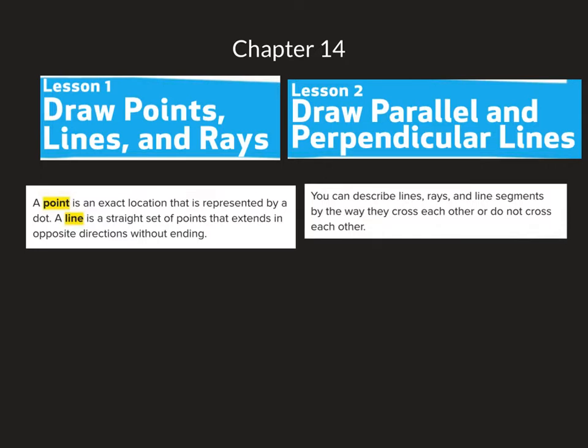A point is an exact location that is represented by a dot. Okay, so that's kind of information you need to know. A line is a straight set of points that extends in the opposite direction without ending. Okay, so a line never ends. We've kind of talked about this too with lines, line segments. We're going to get into that more, but here we go.